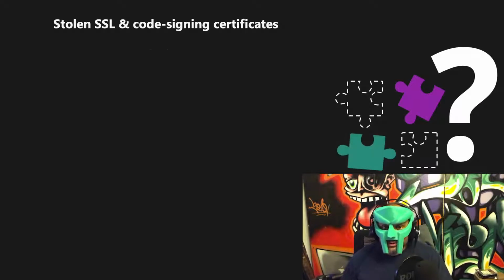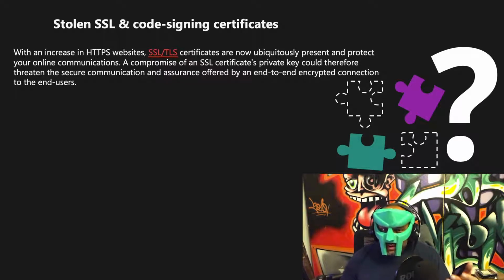Next, we have stolen SSL and code signing certificates. With an increase in HTTPS websites with SSL and TLS, certificates are now ubiquitously present and protect your online communications. A compromise of an SSL certificate's private key could therefore threaten the secure communication and assurance offered by an end-to-end encrypted connection to the end users. So if another entity has your private key, they can essentially say that they are you, or your browser will say that they are you or they belong to your entity, and they could be providing you with malicious content.